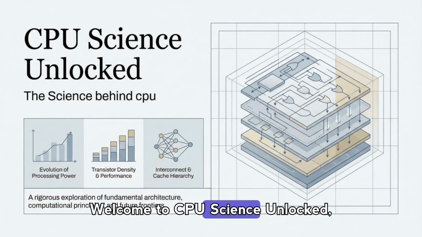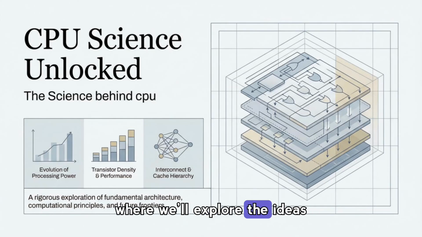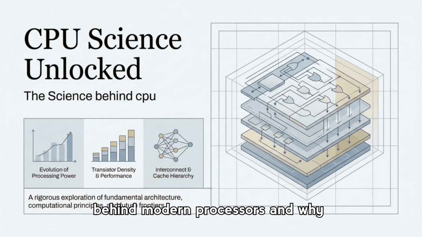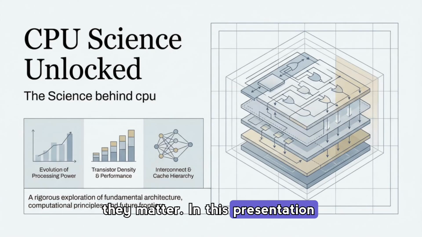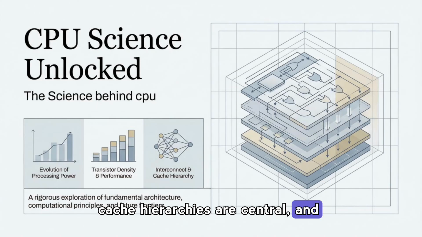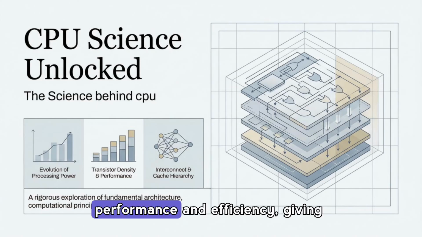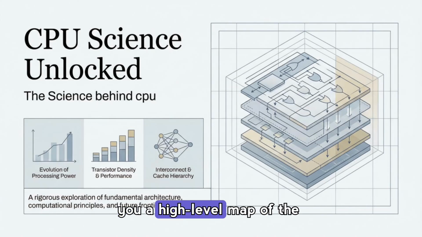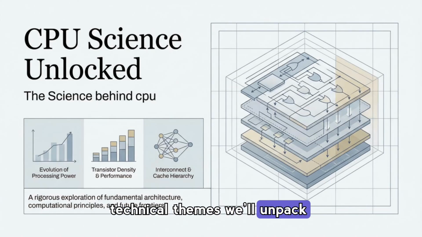Welcome to CPU Science Unlocked, where we'll explore the ideas behind modern processors and why they matter. In this presentation, we'll touch on how processing power evolved, why transistor density and cache hierarchies are central, and how architectural choices shape performance and efficiency, giving you a high-level map of the technical themes we'll unpack together.